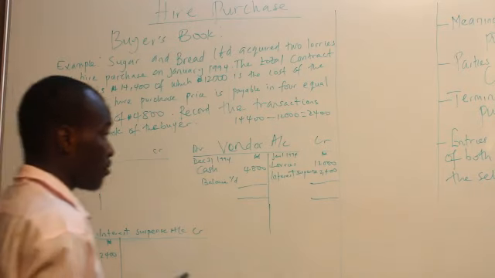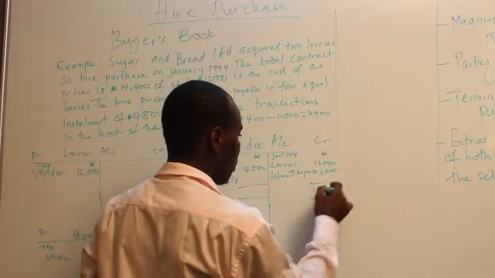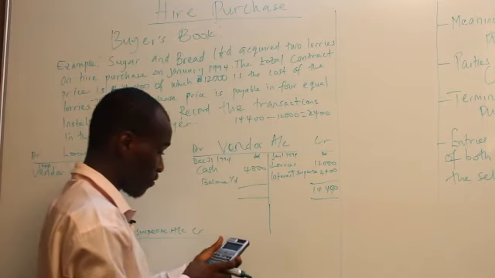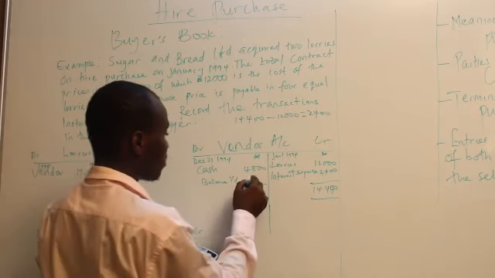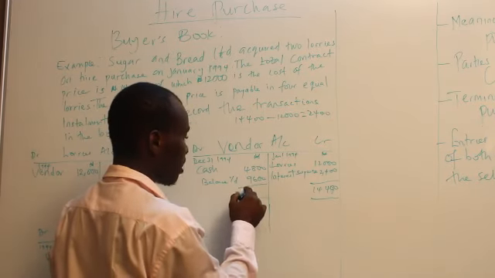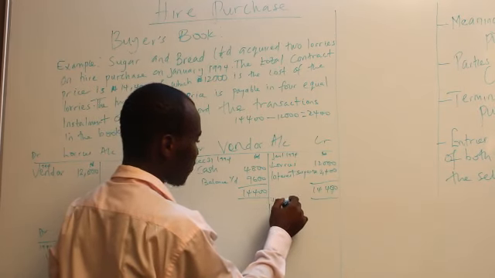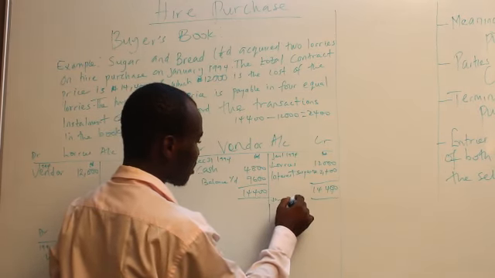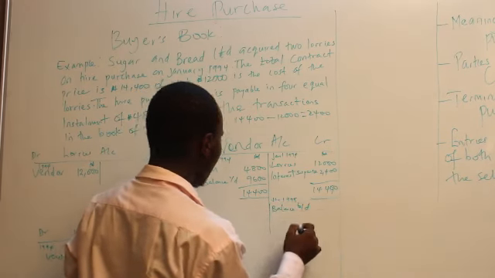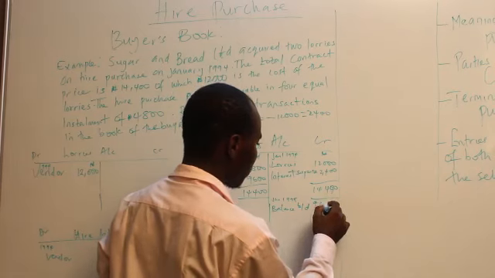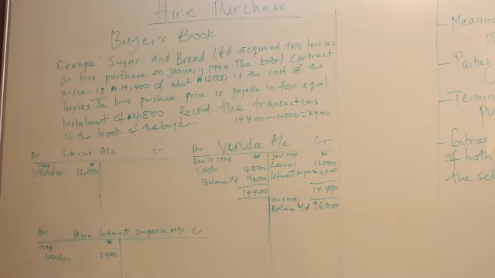Balance the account. So we have 14,400 minus 4,800, which gives us 9,600. So we can then balance the account. As at January 1, 1995, we have the balance brought down for the new year, which is 9,600 naira. They are mostly owing to the hire purchase vendor.